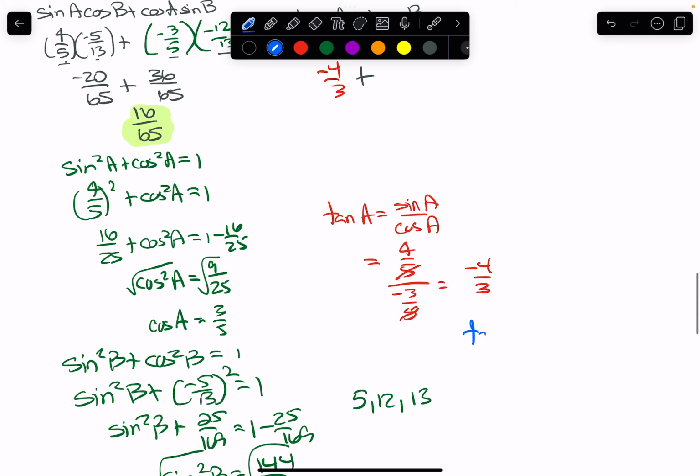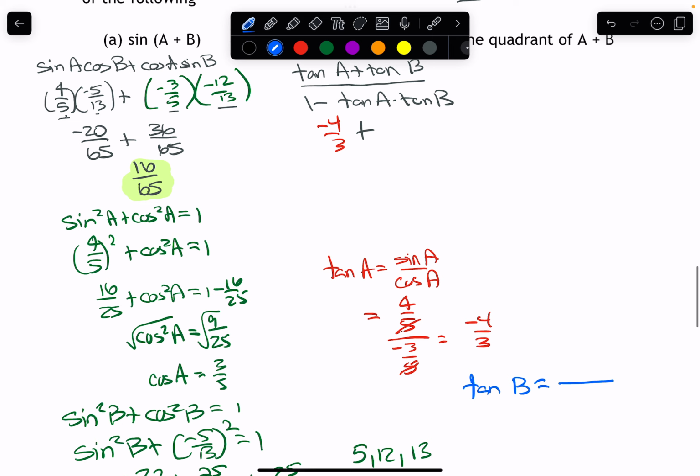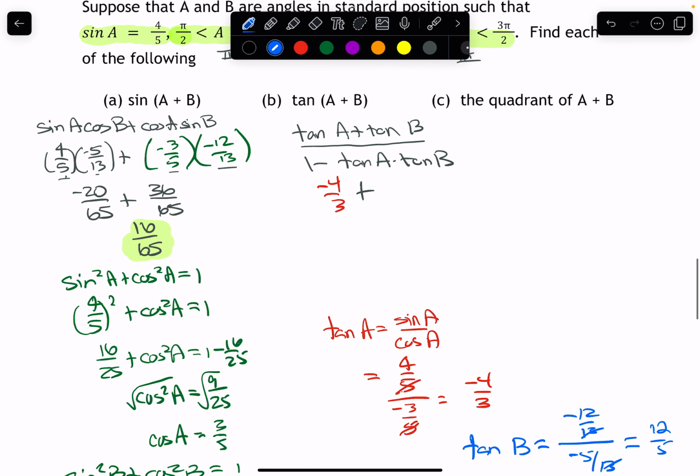Similarly, we don't know the tangent of b, but we know the sine of b, negative 12 over 13, and we know the cosine of b, negative 5 over 13. Cancel off those common denominators of 13. Tangent of b is 12/5. So I'll go ahead and fill in all this information.